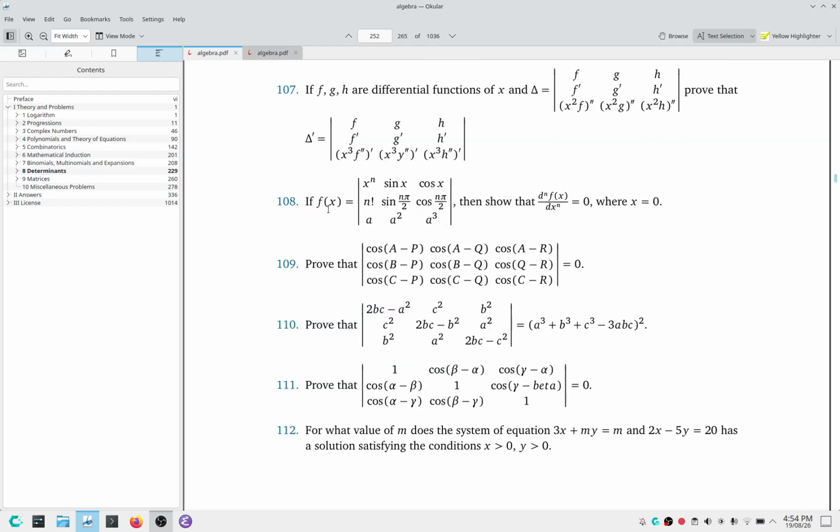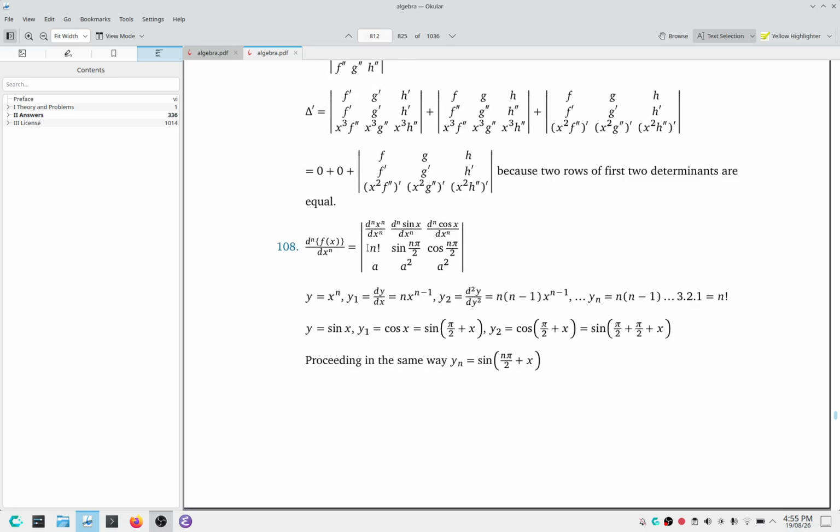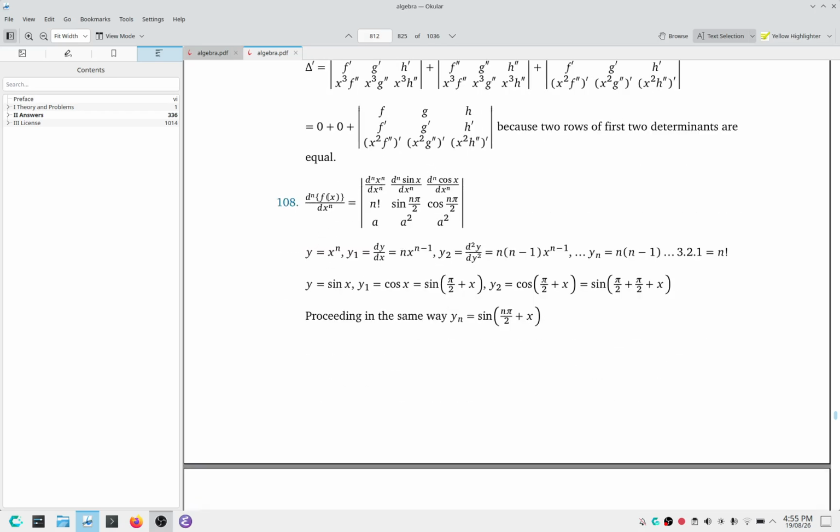Now question 108 says that if f of x is equal to the determinant with x to the power n, sin x, cos x in the first row, n factorial, sin n pi upon 2, cos n pi upon 2 in the second row, and a, a square, a cube in the third row, then show that the nth differential of f(x) is equal to 0 where x is equal to 0. So we have to differentiate this n times. So we differentiate everything n times in the first row because the second and third rows are made of constants.